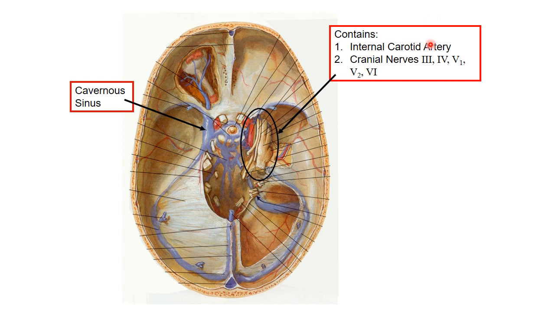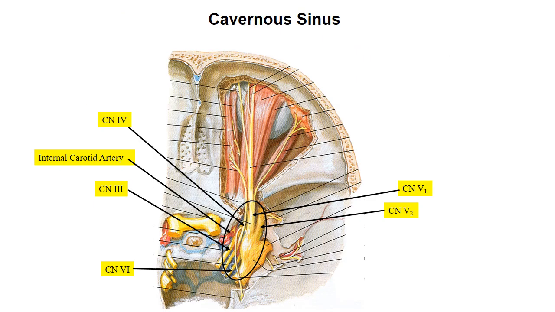The internal carotid artery is inside, as well as cranial nerves 3, 4, 6, V1, and V2. So all 3 nerves that move the eye around, as well as 2 divisions of the trigeminal nerve, are all either located in the cavernous sinus or at the very least in the lateral wall of the cavernous sinus. Okay, so here's just a close-up of what we're looking at here. And again, most of those nerves we've been talking about going into the orbit are passing through the cavernous sinus on the way there. There's the internal carotid artery right there inside the cavernous sinus.